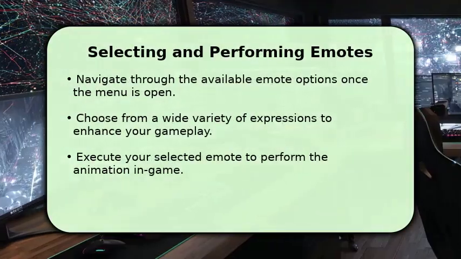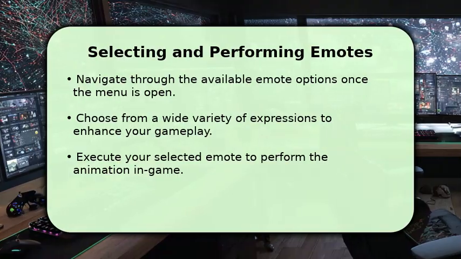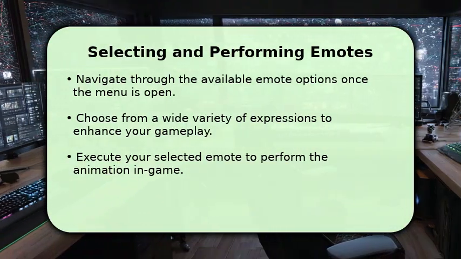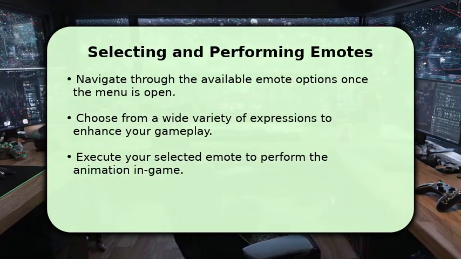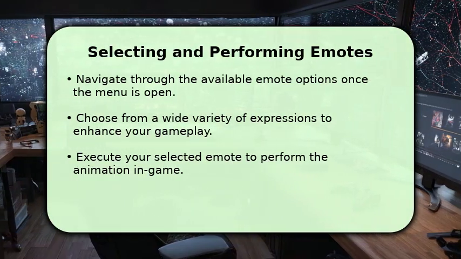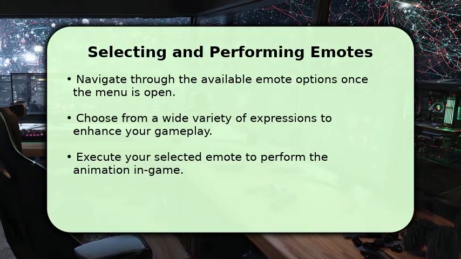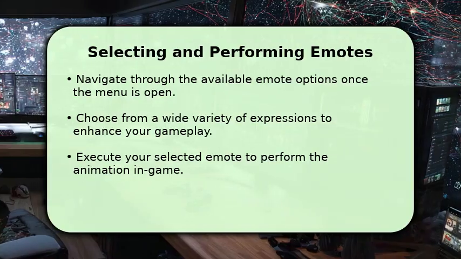Once the emote menu is open, you will see a grid of available emotes. Use your mouse or finger to click or tap on the emote you wish to perform. Your character will immediately begin the animation, bringing your chosen expression to life. You can cycle through different pages of emotes if you have more than a dozen equipped. Performing an emote is a quick and fun way to interact without typing, adding a layer of personality to your character.